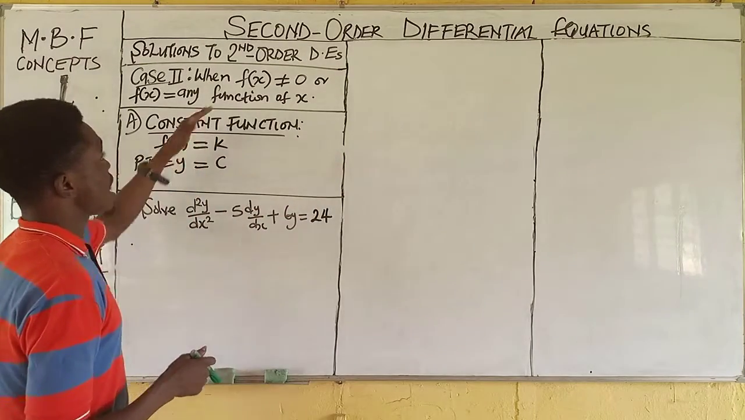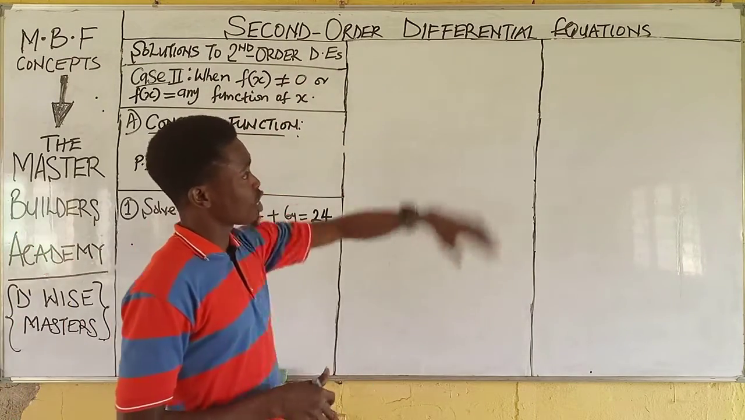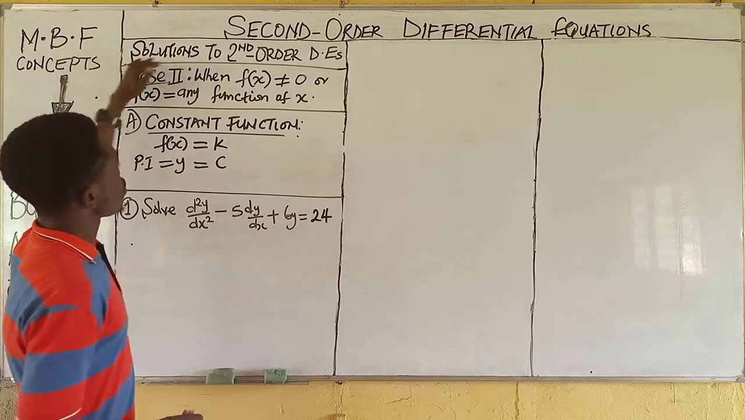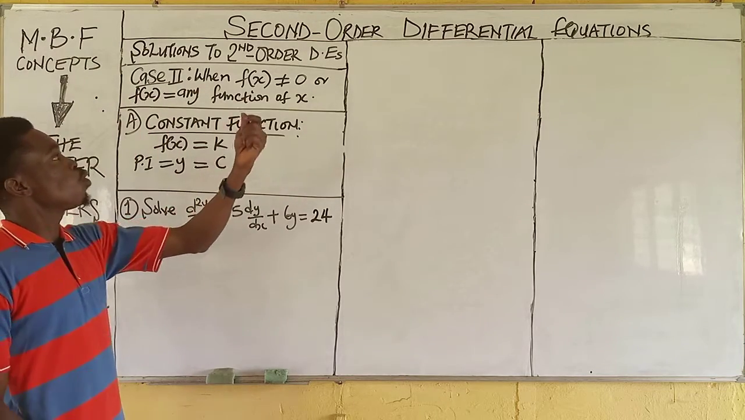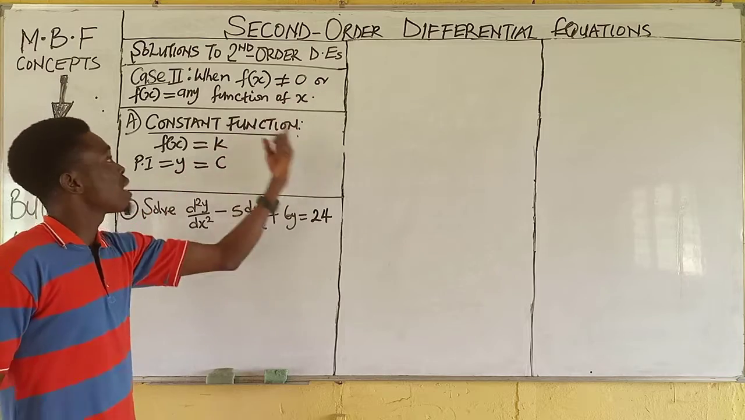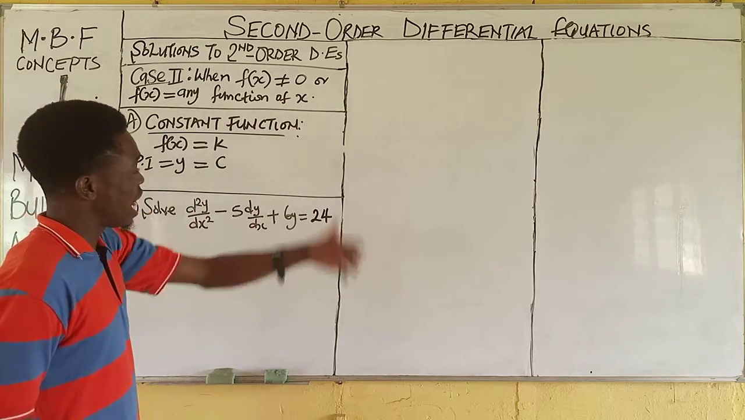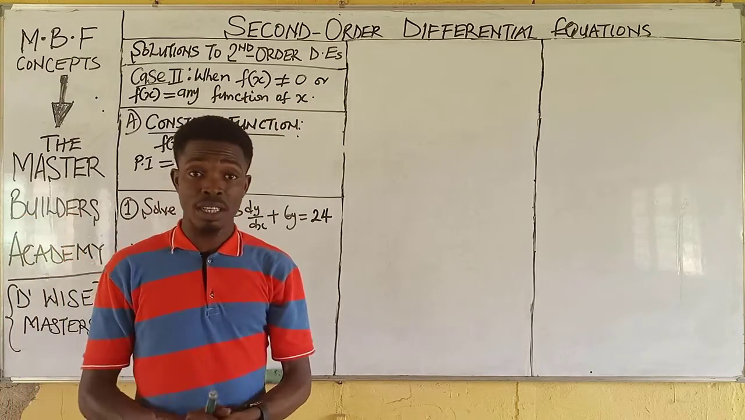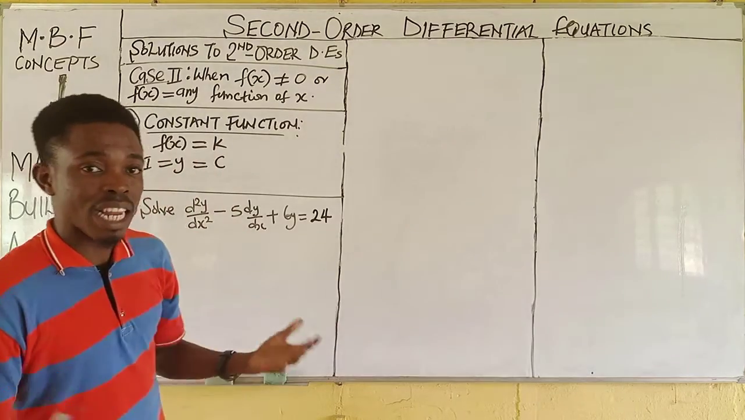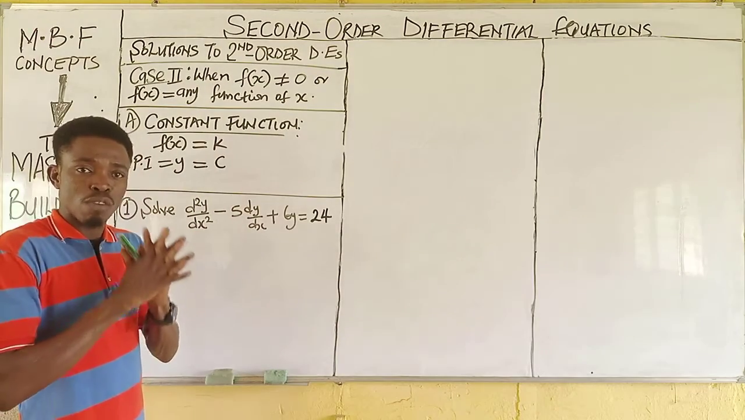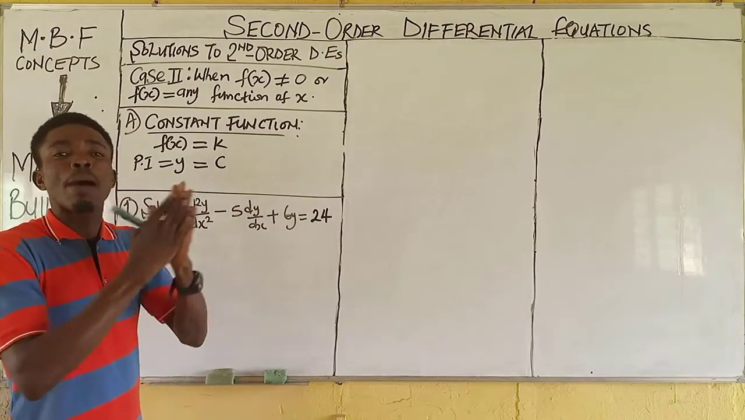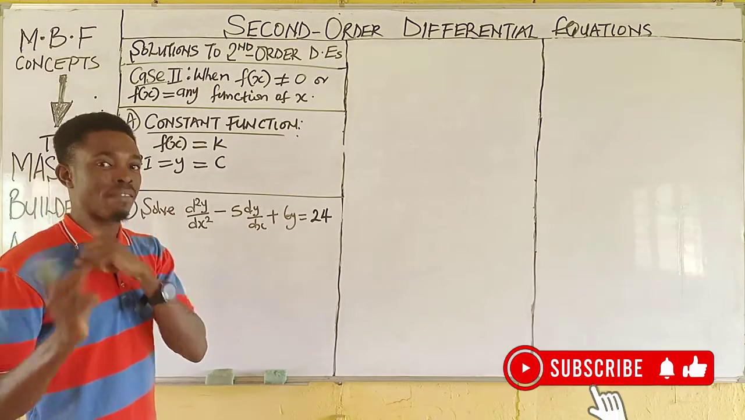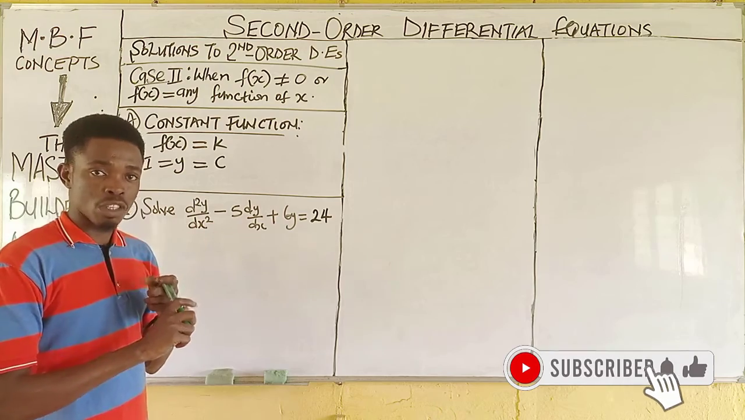On the board, we are still dealing with second order differential equations, and we have solutions to second order equations. We are also looking at case 2, when f of s is not equal to 0, or f of s is equal to any function. Of course, in our previous lesson, we have explained all of this. Now let's get into the business of applying some of those things that we learned before. Here now, we keep applying principles and rules that we have learned from the previous lesson.